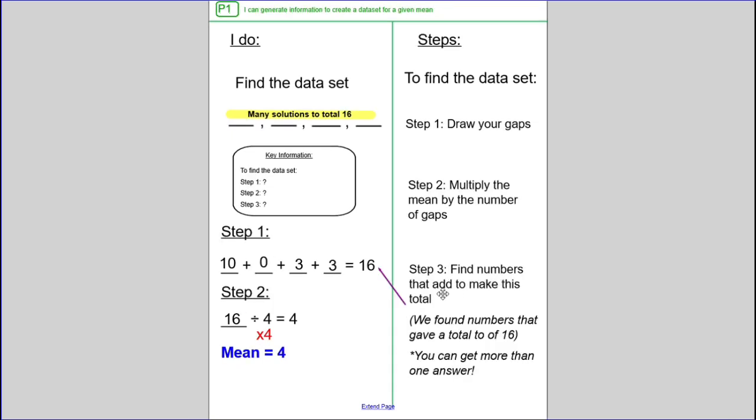Step 3 is to find numbers that add to give this total. So the total here we were looking for specifically was 16. So that means we found numbers that gave us a total of 16. Remember, you can get more than one answer, so there's quite a lot of solutions that you can get, but it has to total to give you 16.